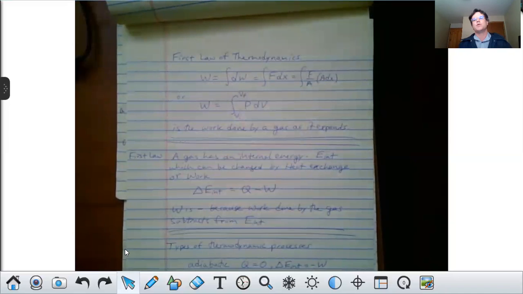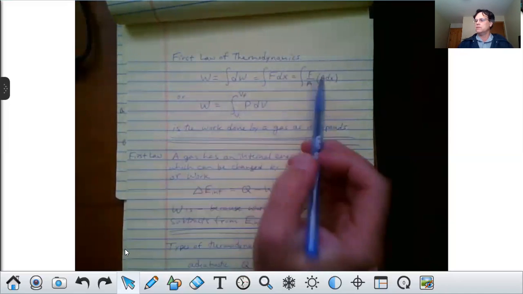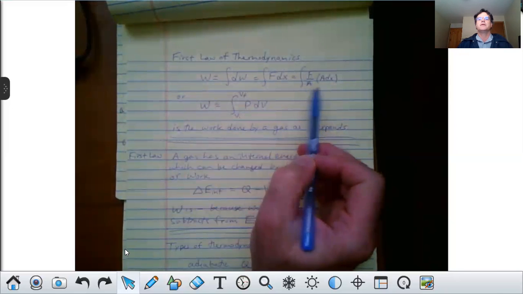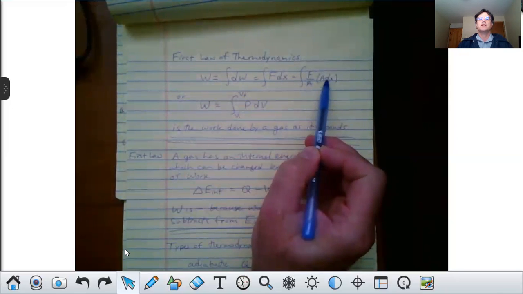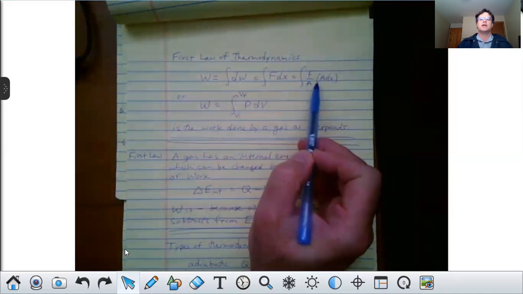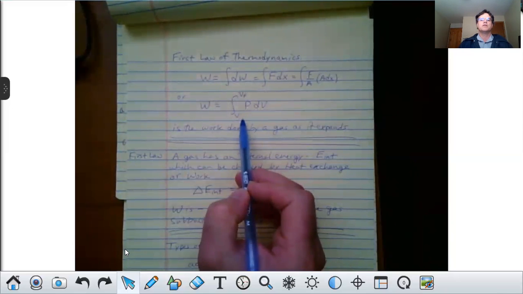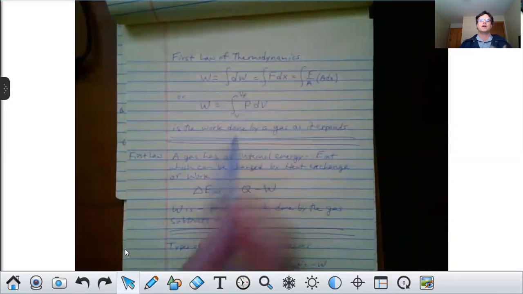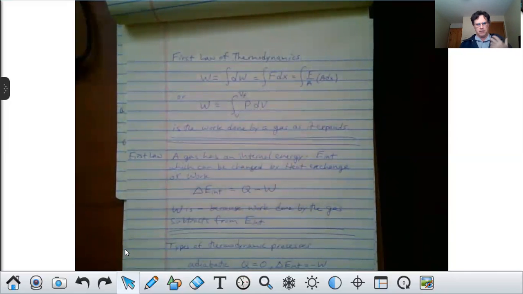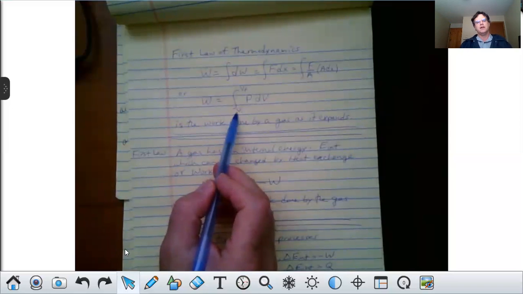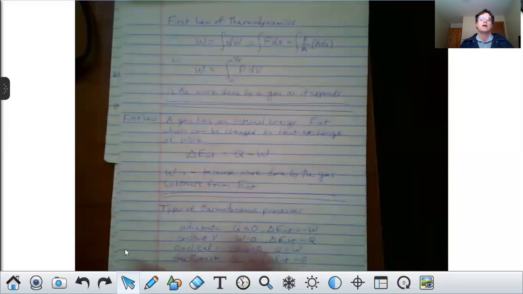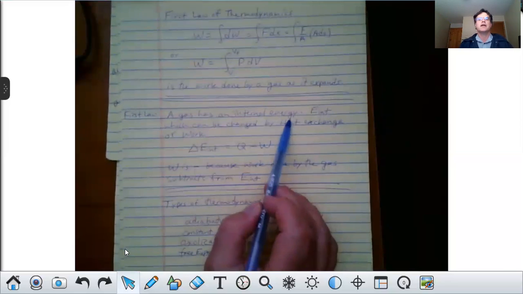And when we talk about gases, we want to talk about other variables, pressure and volume. Pressure is force over area. Volume is area times dx. So this integral of F dx for work just becomes the integral of pressure over volume, PdV, from an initial volume to a final volume. And again, this is the work done by the gas as it expands. If it expands, the work is going to be positive. If it compresses, if you do work on the gas, the value of this integral and the work done is going to be negative.